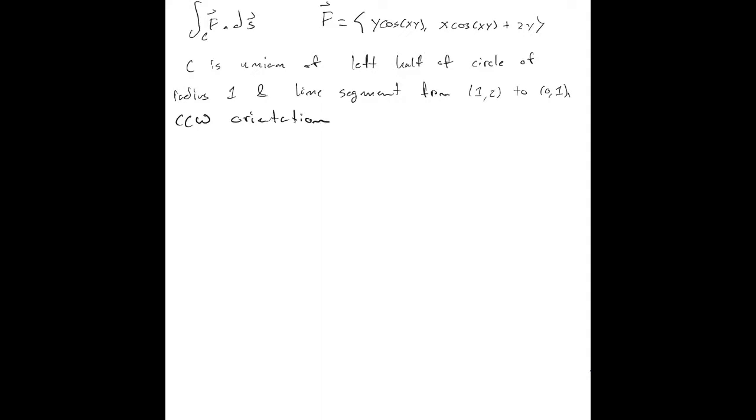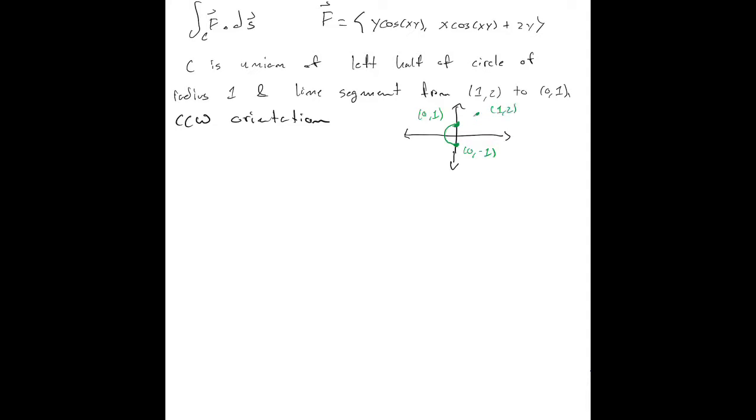Okay, so first let's get a rough sketch of what this curve looks like. That's usually helpful, sometimes more helpful than others. You want the left half of the circle of radius 1, so that's going to be something like this. This is x equal to 0, y equal to minus 1. This point here is x equal to 0, y equal to 1. And then we have the line segment going from (1, 2) to (0, 1). So let's say this is (1, 2).